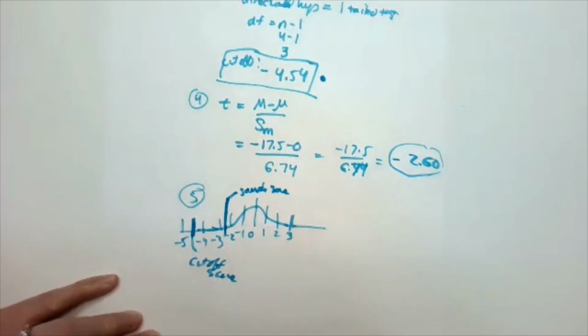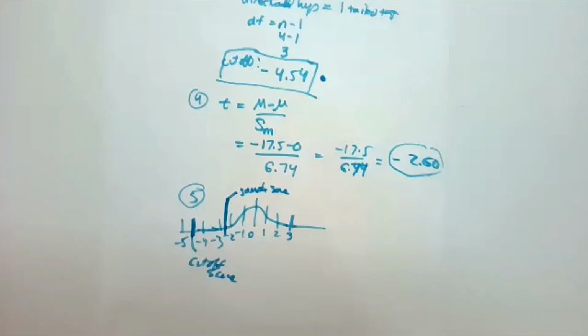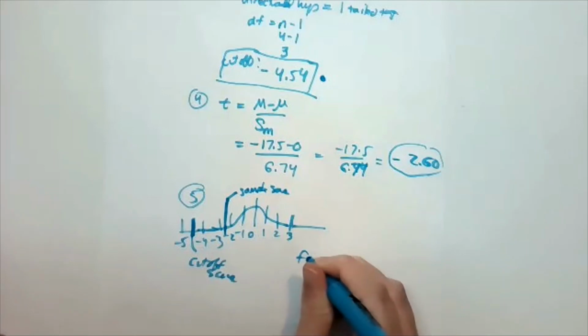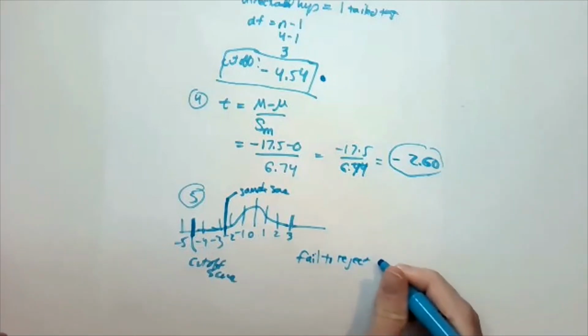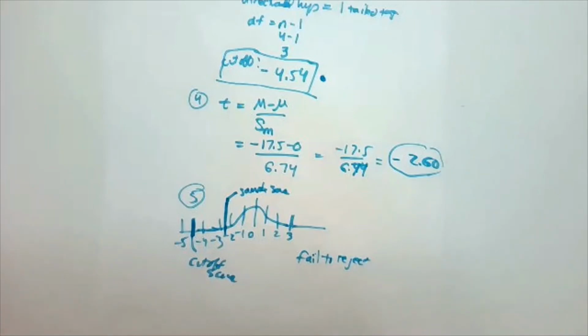The important part here is that if my sample score is further out into the tails, if it's more extreme than my cutoff score, I'm going to be able to reject my null hypothesis. And here we see that this is just not the case. Our sample score is much less than our cutoff score. It's definitely not more extreme. It's not further out into the tails. It's closer to the mean, actually. And so here I'm going to have to say that I fail to reject the null hypothesis. This means that these results would not be statistically significant.